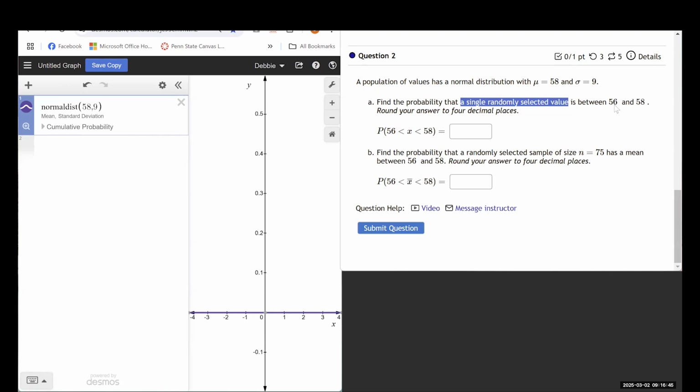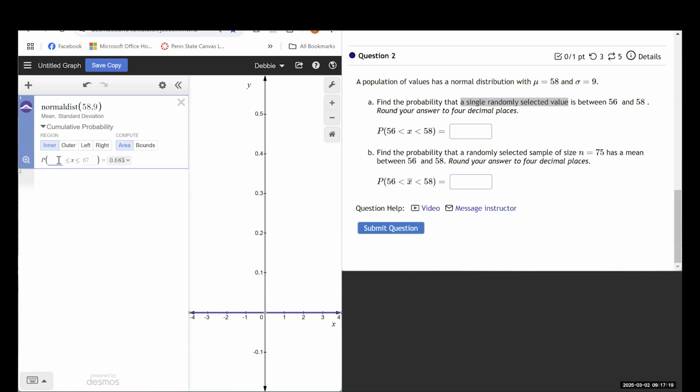between 56 and 58. So that's an X probability. And we can see that in the probability statement here, the probability that an X value is between 56 and 58. Since that's a between probability, in the cumulative probability dropdown in Desmos, I've defined my distribution with the appropriate mean and standard deviation. And I'm looking for an area. So I want to compute an area.